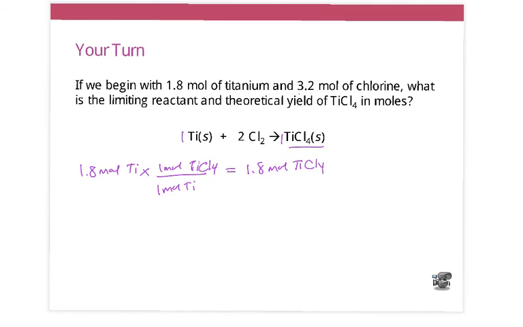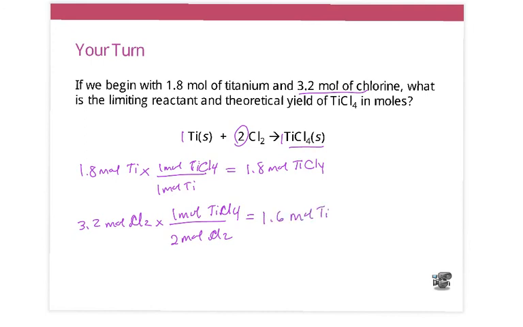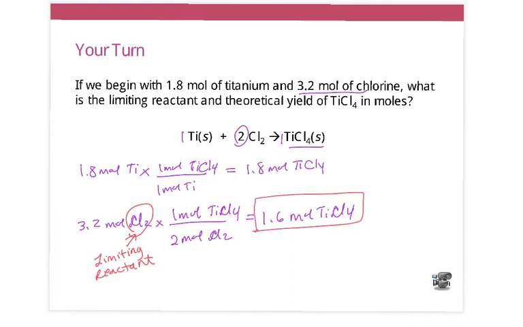But we have another reactant, and this is 3.2 moles of chlorine gas. And now we know for every 2 moles of chlorine gas, we are producing 1 mole of titanium chloride. And so we get 1.6 moles of titanium chloride. That means what? That chlorine gas is our limiting reactant. So this is our limiting reactant. And our theoretical yield is 1.6 moles of titanium chloride.